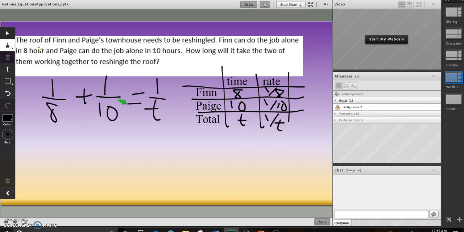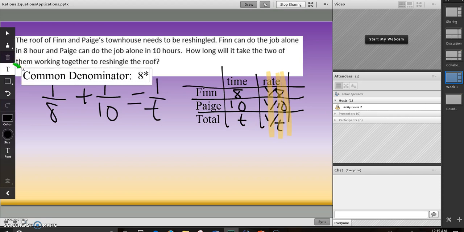Then you take 1/8 plus 1/10 equals 1/t, and you solve it. For us to solve it, we need a common denominator. To get that common denominator, we're just going to do 8 times 10 times t, which is really just 80t.